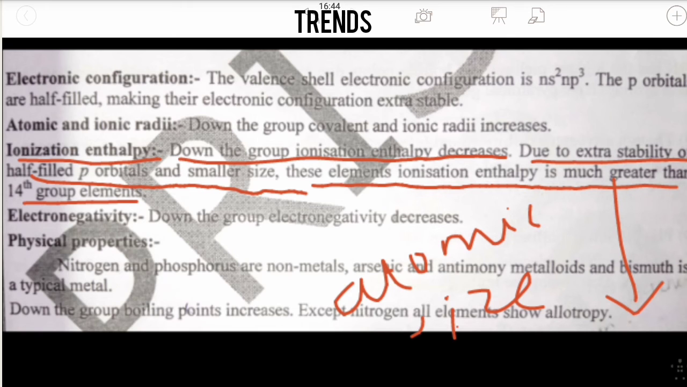Due to the extra stability of half-filled p orbitals and the smaller size, the ionization enthalpy of these 15th group elements is much greater than that of the 14th group elements in the corresponding periods.